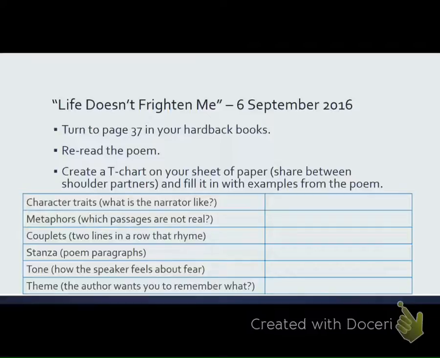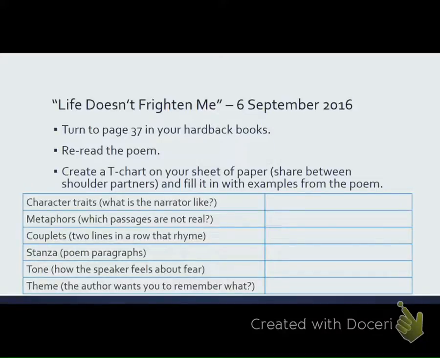Tone. Tell me how the author feels about fear. This one's pretty simple. You have to basically tell me what is the author's point of view on the topic of fear. Okay, that's the tone. Kind of like tone of voice. How would their tone of voice be? Okay, for the speaker.